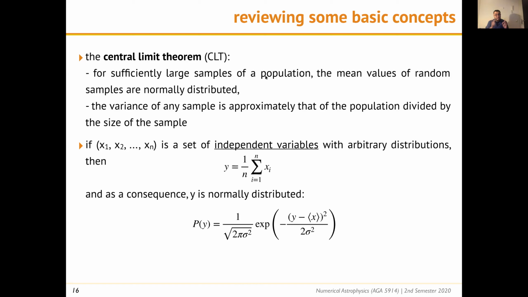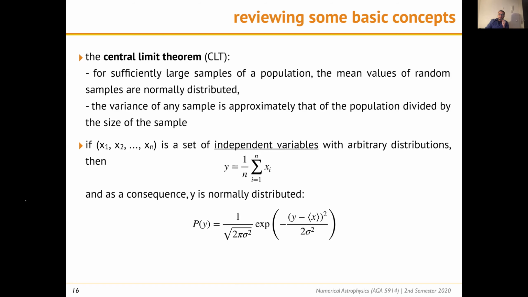But if you take the mean of each one of these, and then if you make a histogram, you see that it will be a Gaussian, okay? That's what the central limit theorem tells us. And the variance of any sample is just approximately the variance of the whole population divided by the size of the sample. So it's just a kind of scaling relation, right? Because if you have a smaller sample, the variance will probably be smaller, okay?